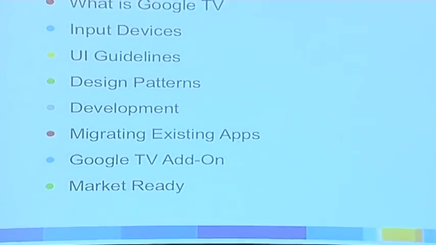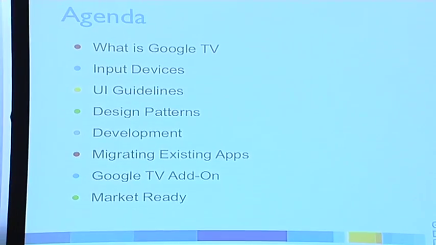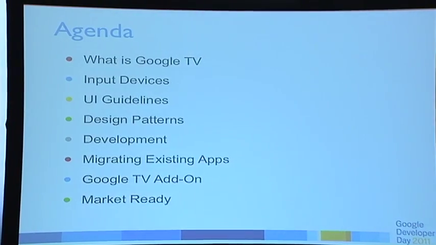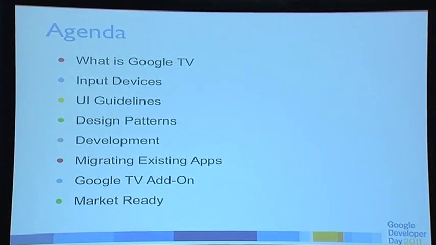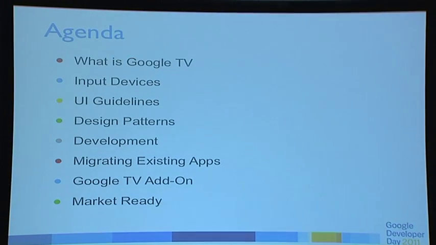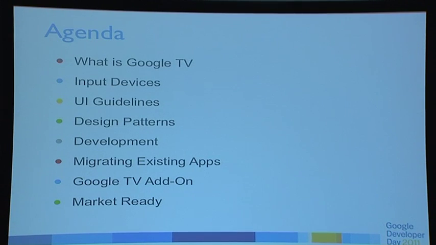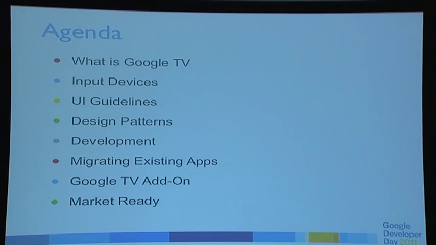It's Android Honeycomb. So what I'm going to cover today is first give a very high-level overview of what Google TV is, more from a user's point of view, and then look at what input devices you have available, some UI guidelines, some design patterns, and then go into some of the more developer-relevant topics, like how can you develop, how can you migrate maybe your existing app, and then lastly, once you've done all this, how can you get the app into market?